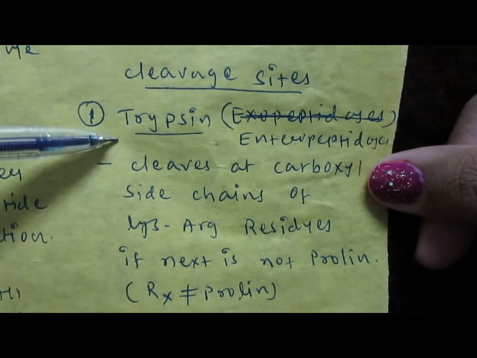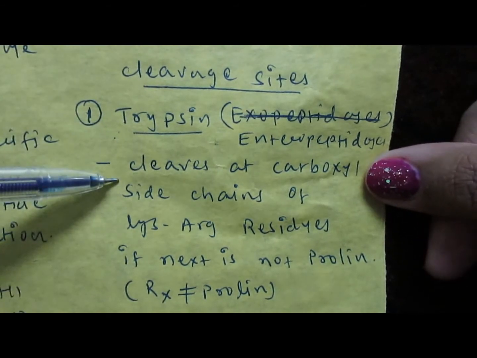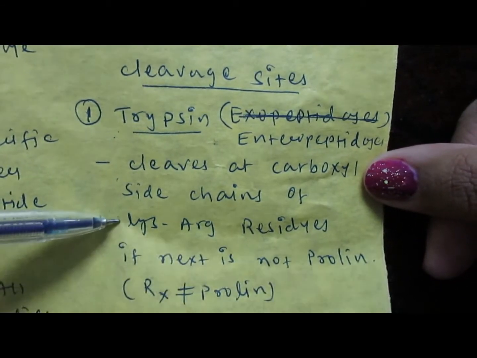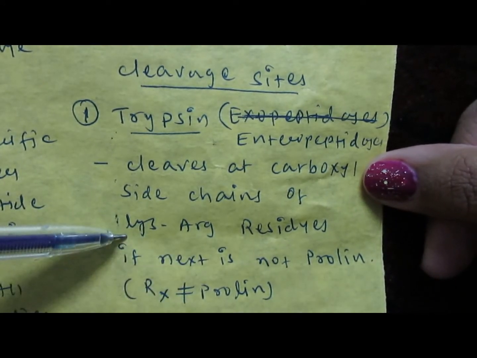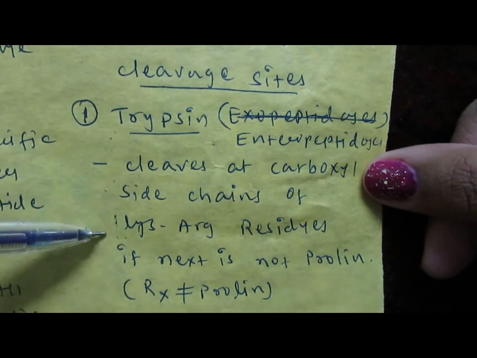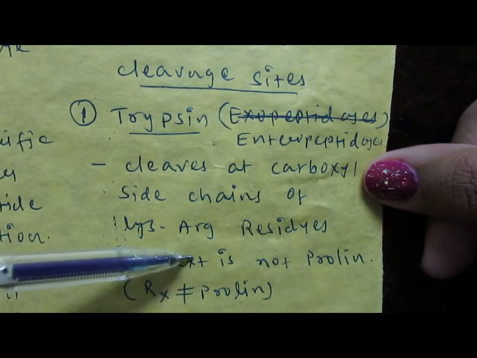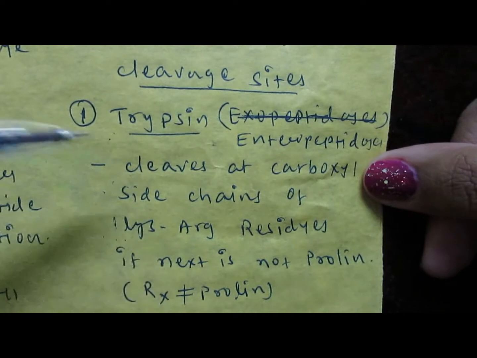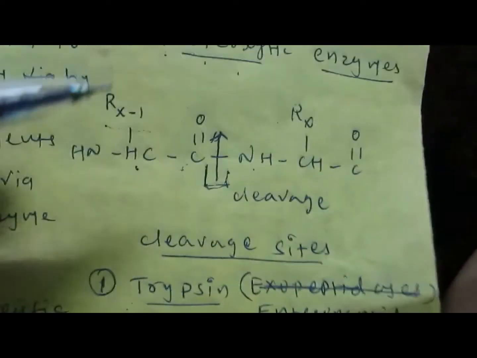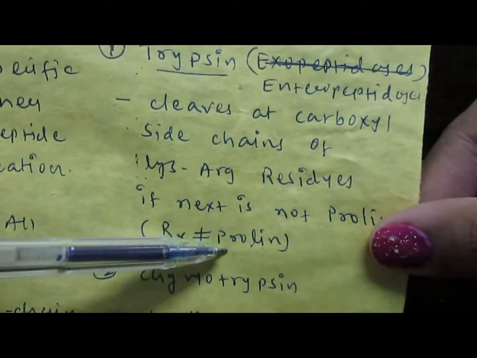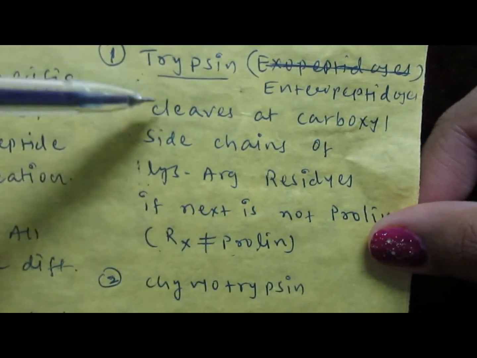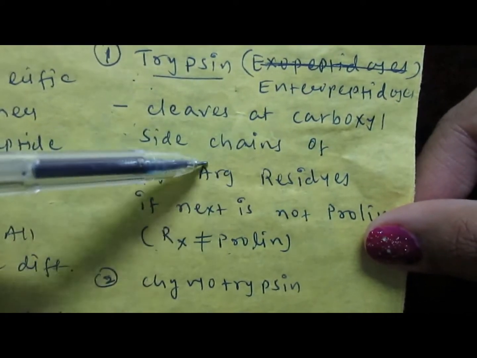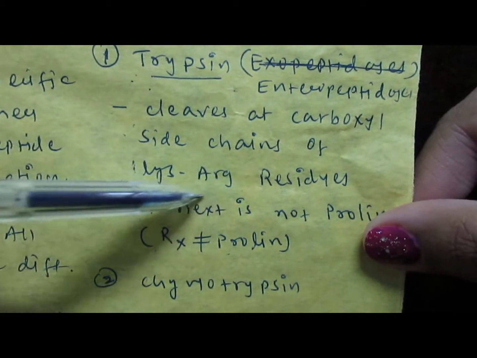The mode of action of trypsin is that it cleaves at the carboxyl side of lysine and arginine residues. We all know that lysine and arginine are basic amino acids, but the condition is that a proline should not be present next, and the next amino acid, as I already mentioned, is represented as Rx. So Rx should not be a proline. Only then, if lysine and arginine residues are present, can trypsin cleave at the carboxyl side of lysine as well as arginine residues.